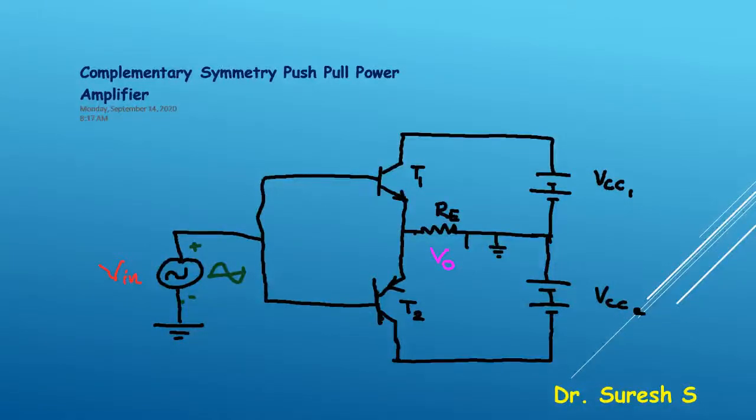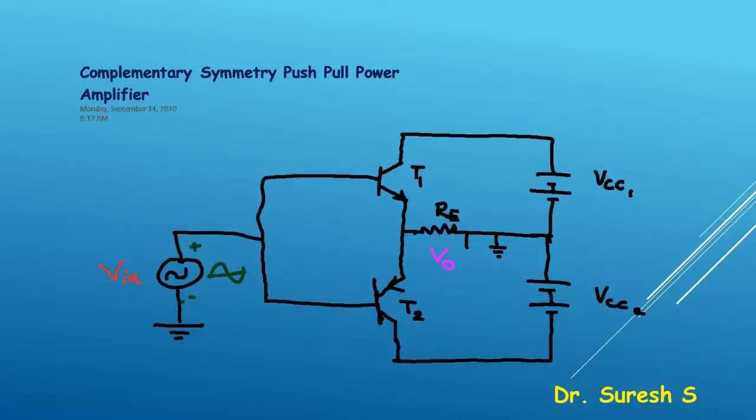This is the circuit diagram of a complementary symmetry push-pull power amplifier. It consists of two transistors T1 and T2. T1 is an NPN transistor and T2 is a PNP transistor. Therefore, we require two power supplies: a positive power supply VCC1 for the transistor T1 and a negative power supply VCC2 for the transistor T2.